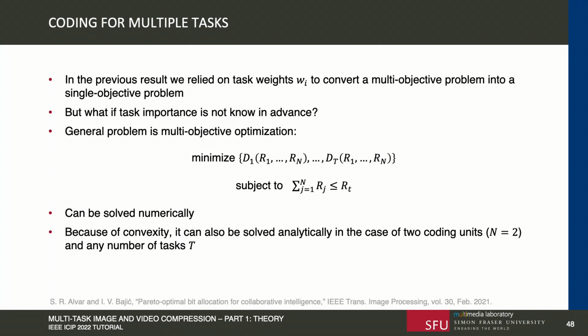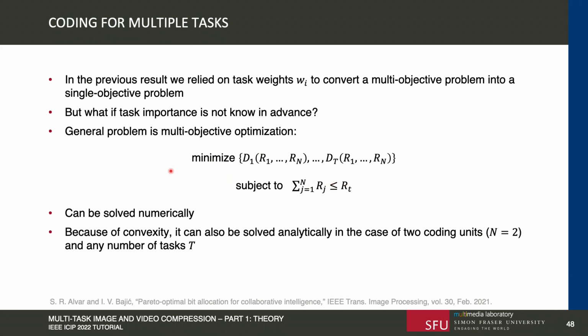But what if relative task importances aren't known in advance? What if we don't have those Wi's in advance? Can we still say something about optimal solutions to the bit allocation problem? So really, the general multitask bit allocation problem is a problem like this. We want to simultaneously minimize all the task distortions rather than their linear combination. So all task distortions need to be minimized subject to the rate constraint.